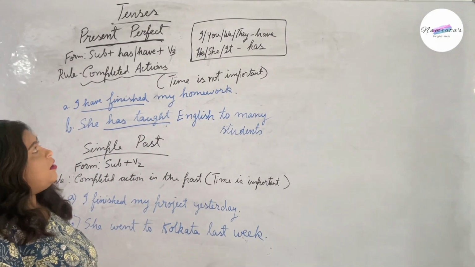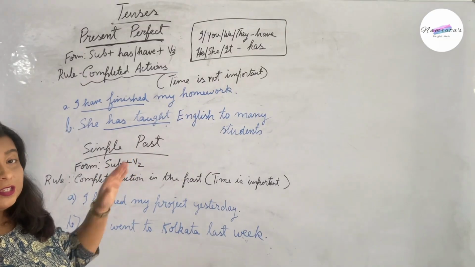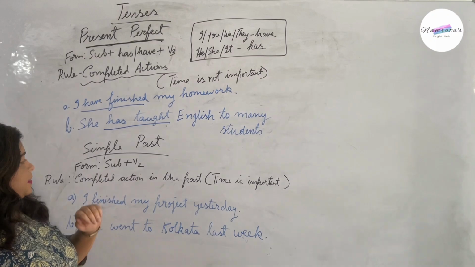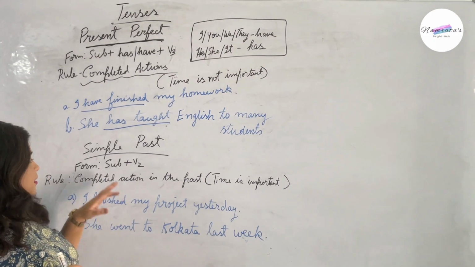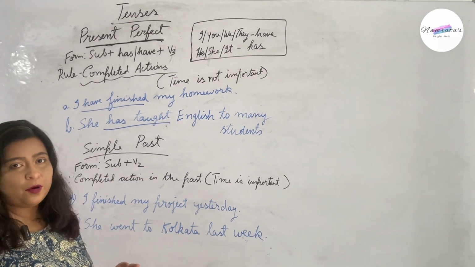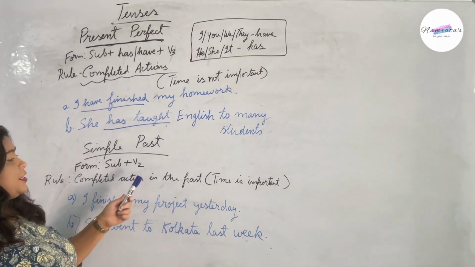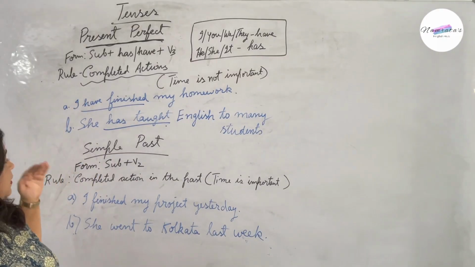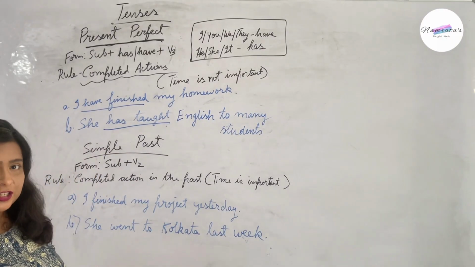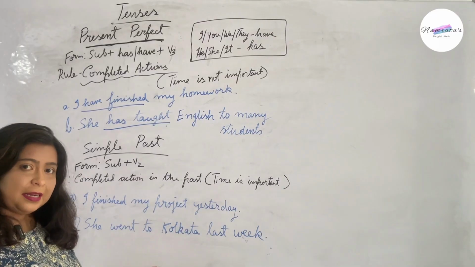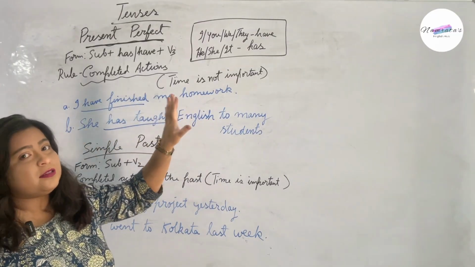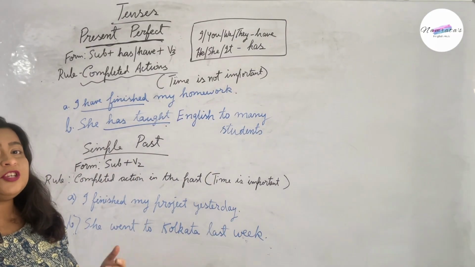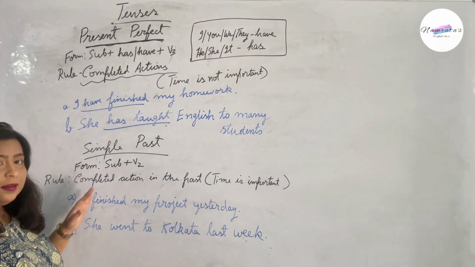Okay. Now, with present perfect tense, we have to do simple past tense because there is a link between the two. In simple past tense, first let's talk about the form. Subject plus V2. V2 means past form of the verb. Completed action in the past. Time is important. That means both in present perfect and simple past, we are referring to actions that are completed. But in present perfect, the time is not important. In simple past, the time is important.